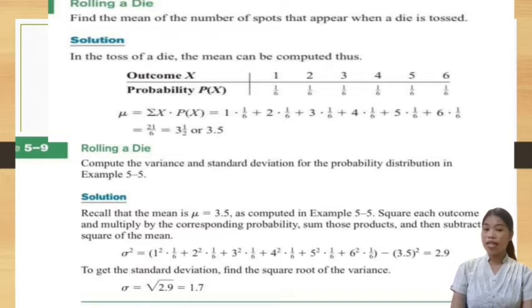So the way to get the standard deviation is simply the square root of the variance. So we have 2.9 as the variance. So we take the square root of 2.9. So the answer is 1.7. So our variance is 2.9. Our standard deviation is 1.7.